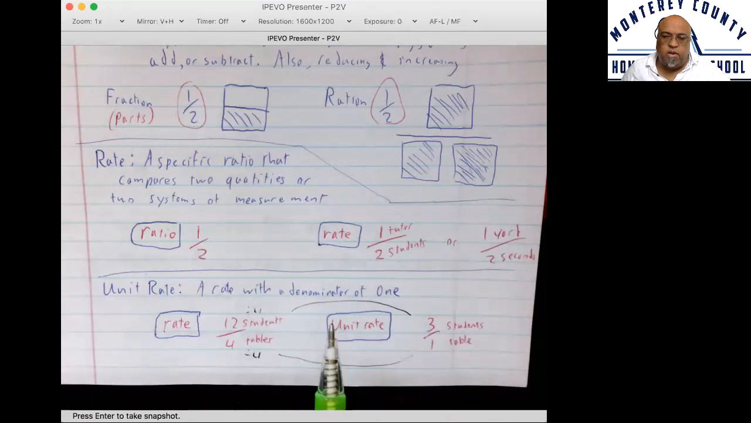So a unit rate, the idea is you want to make the denominator, the second number, and turn it into 1. Okay, this time I'm going to go ahead and pause so that you can get all of that written down.